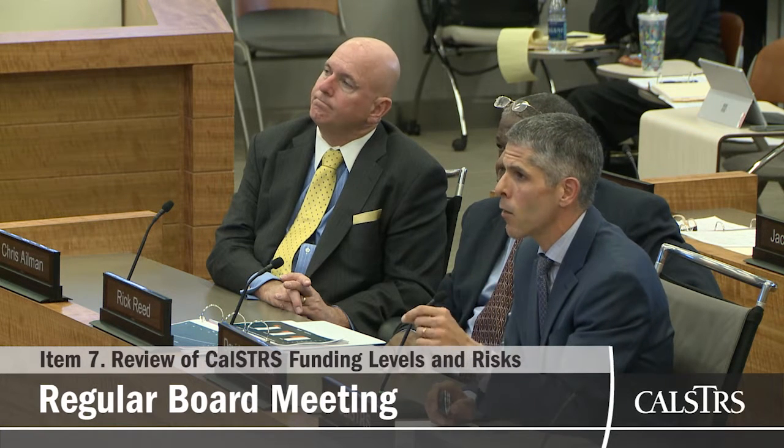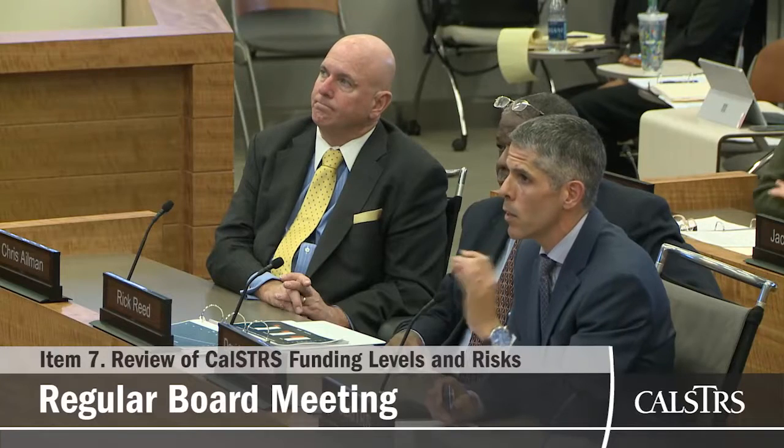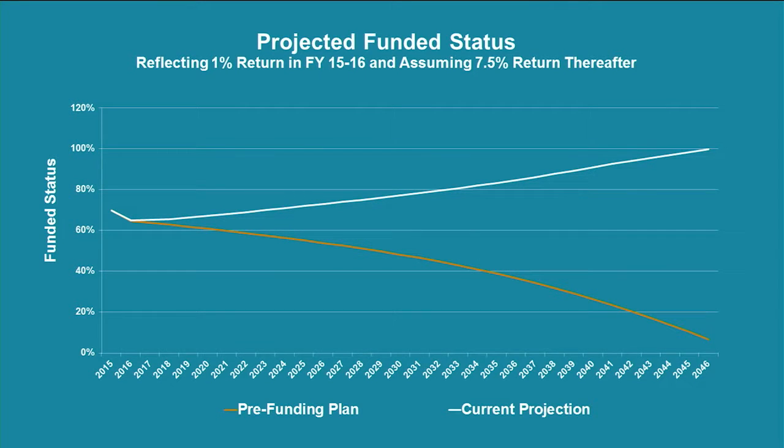So now let's look at the future. This is assuming we earn 7.5% every year into the future, and we did reflect the return we had last year, which was about 1%. So you can see our funding level dropping first. The white line is our current projection, reflecting the funding plan. And we inserted on this chart, and on most of the upcoming charts, where we would have been without the funding plan. So again, just to keep in perspective, we're expecting to reach full funding by 2046. Without the funding plan, we would have run out of money by 2050.